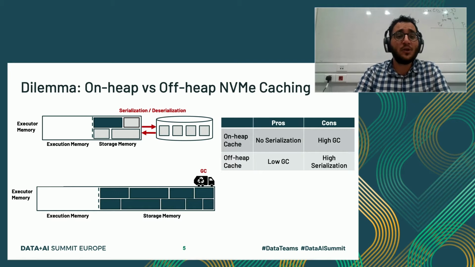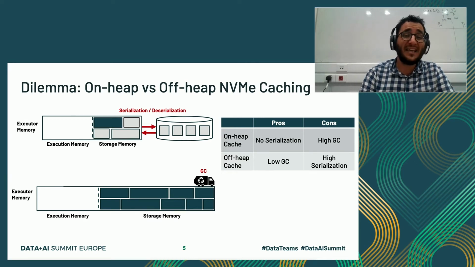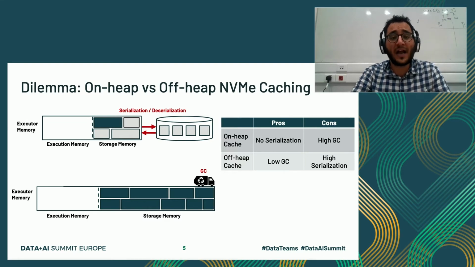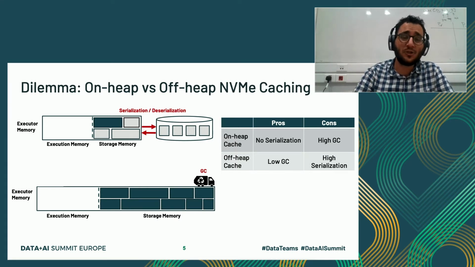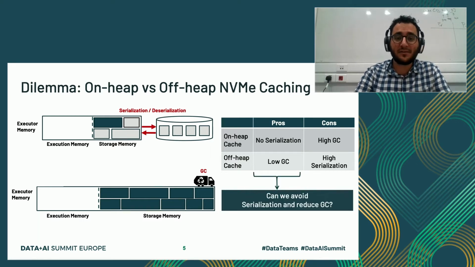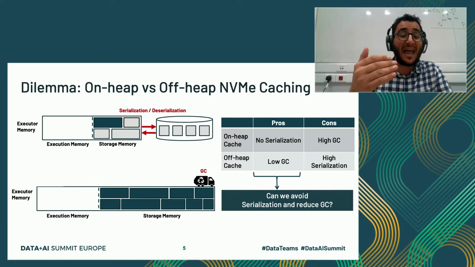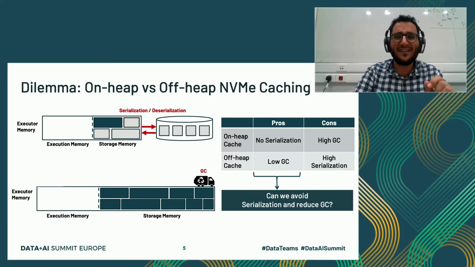So we have two worlds. The first approach is an on-heap cache that introduces no serialization but incurs high garbage collection costs. On the other hand, we have off-heap caching that introduces low garbage collection costs but high serialization and deserialization costs. Can we do better? I mean, can we eliminate serialization and try to reduce the garbage collection cost?